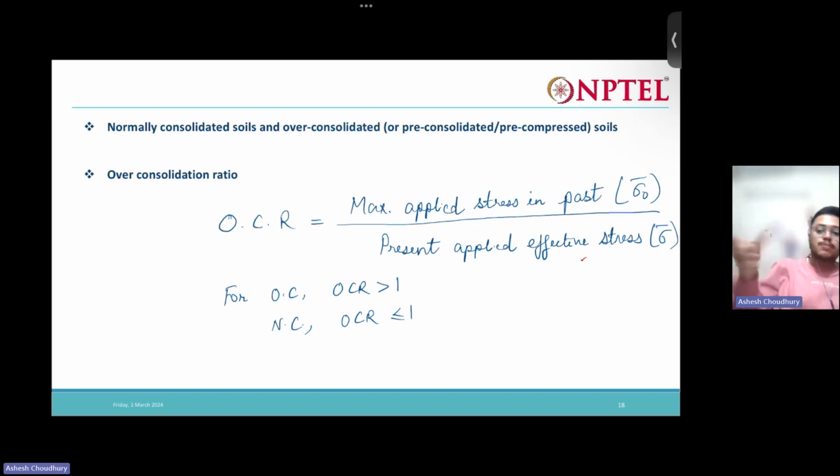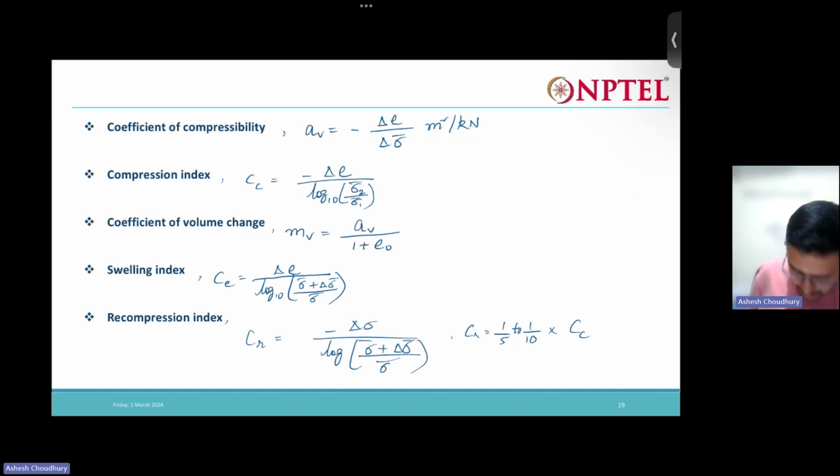Now let us see some important terms related to this consolidation. They're very important terms. So what is the coefficient of compressibility? The coefficient of compressibility is nothing but the slope of the void ratio versus effective stress plot.